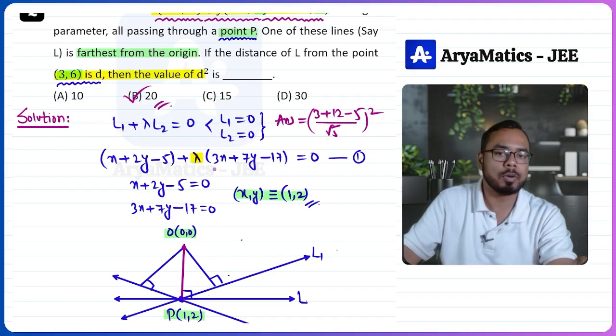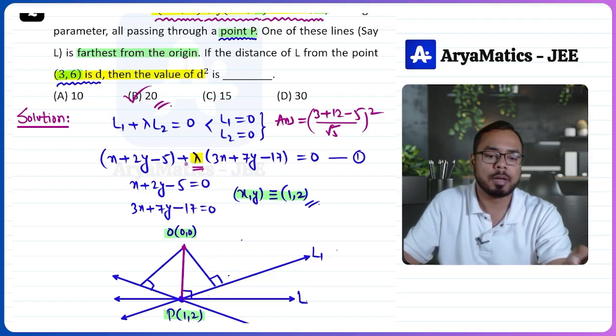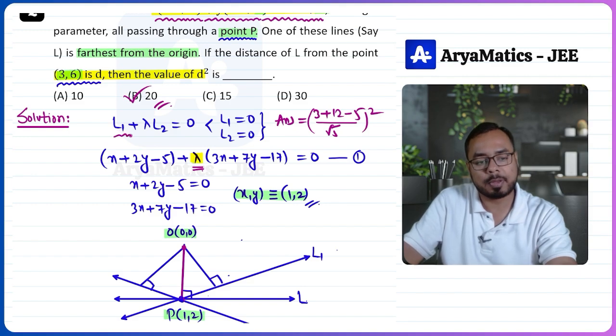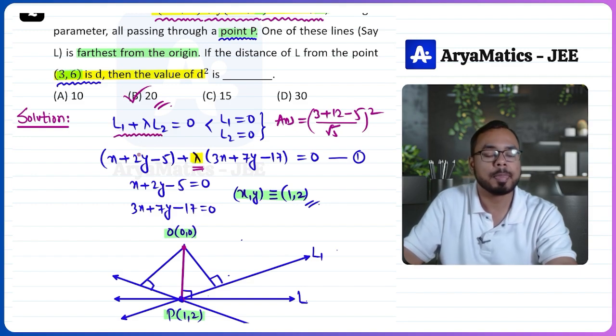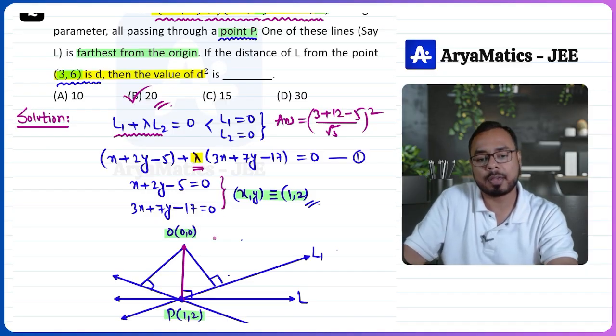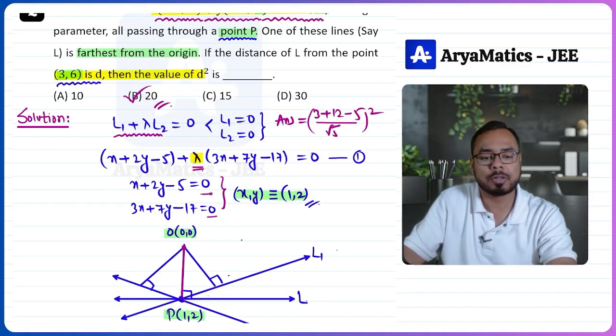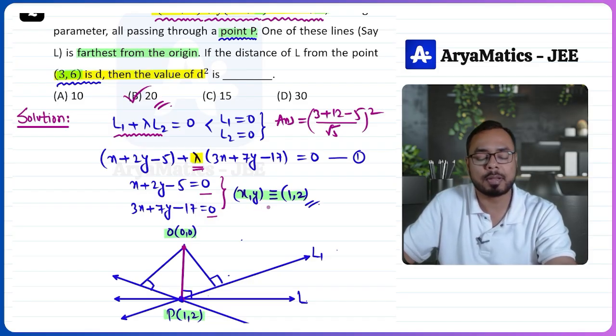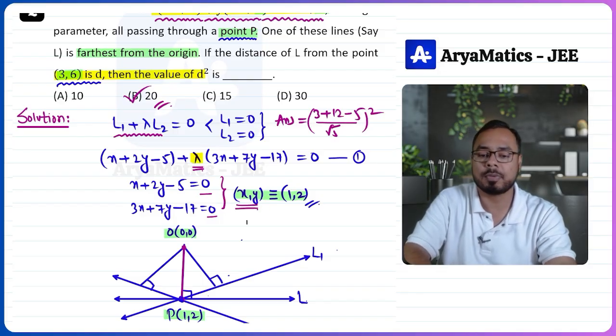So this was a problem on family of lines. We know that whenever we have a line in this form, L1 plus lambda L2 equals 0, then this is representing a family of concurrent lines, and the point of concurrency will be the point of intersection of L1 and L2. So by solving the two lines, we got the point of intersection as 1, 2.